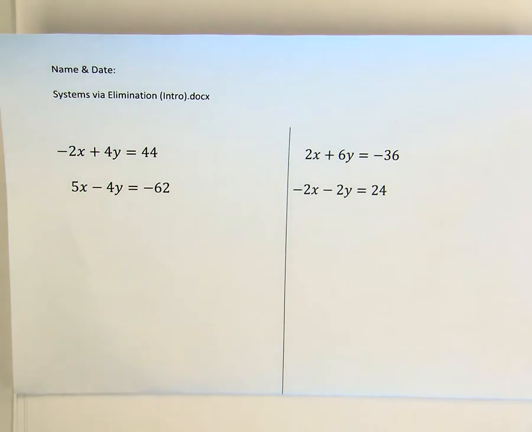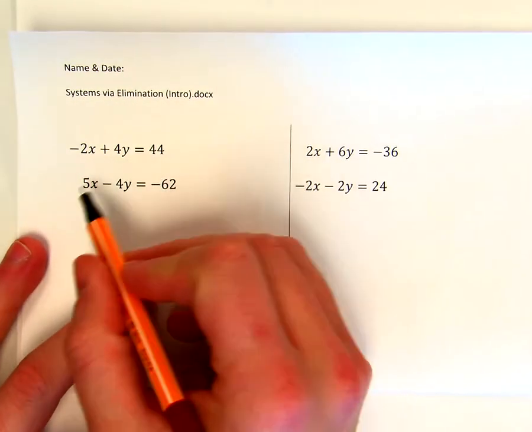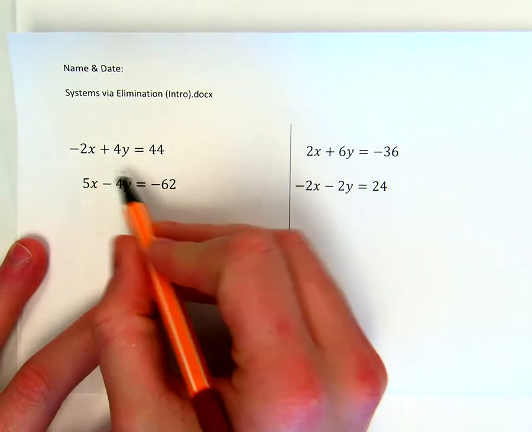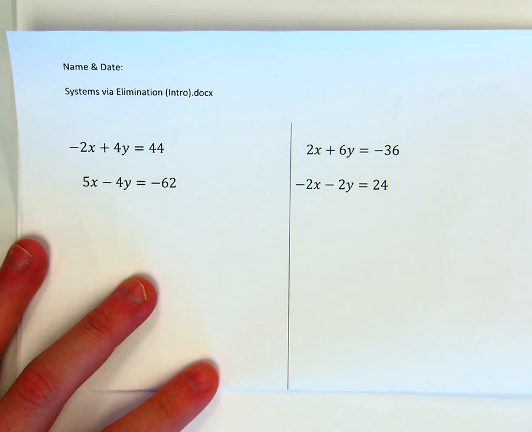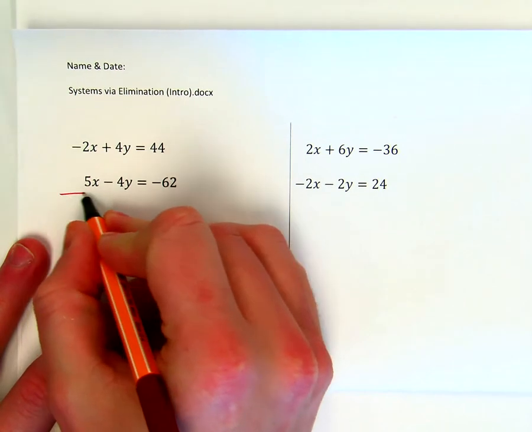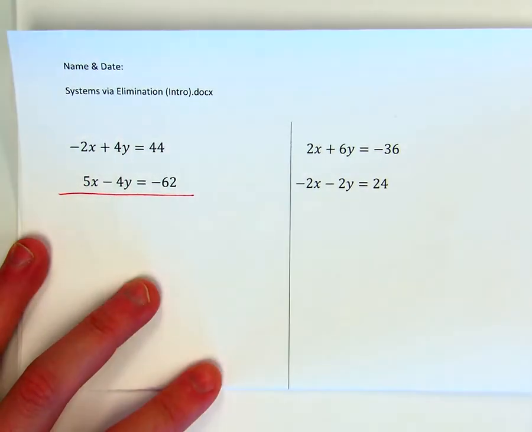Another method that we can use to solve systems of equations is elimination. What we're looking at here is two equations. Each equation has both an x and a y. Remember that we can't solve equations that have multiple variables. So what we're going to do is combine these equations with the goal of eliminating one of the two variables.